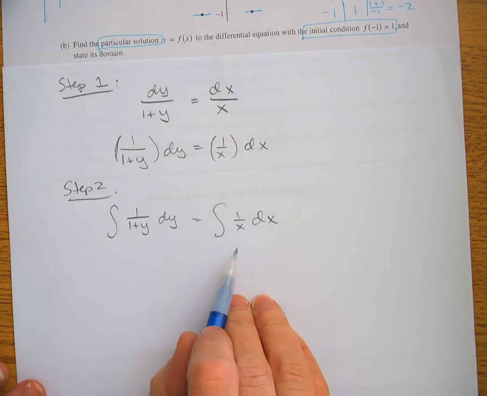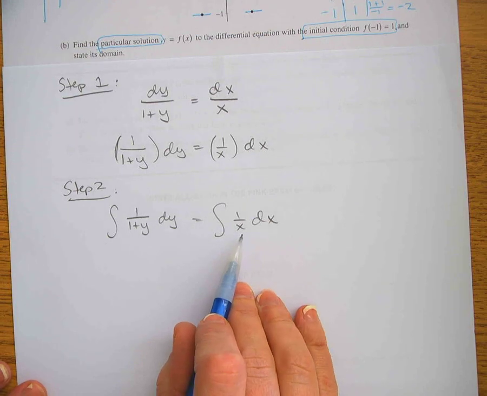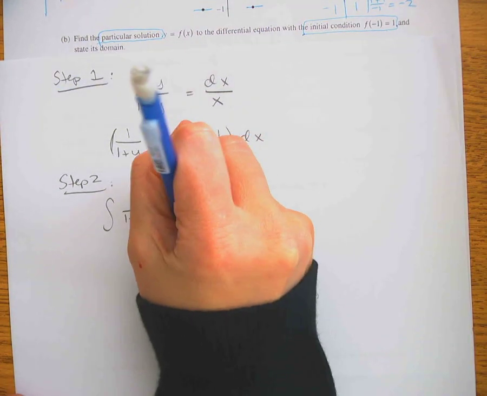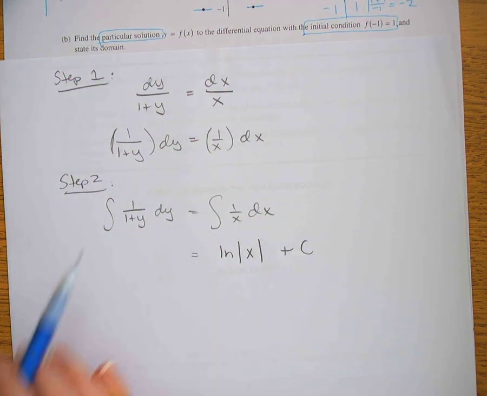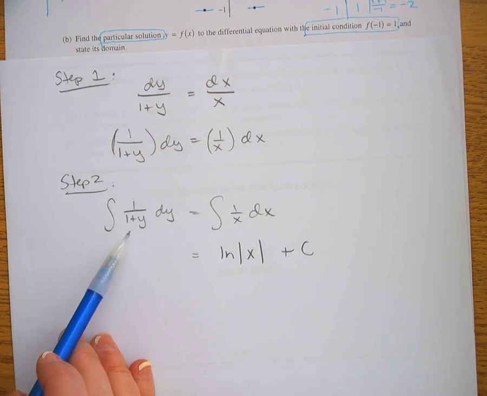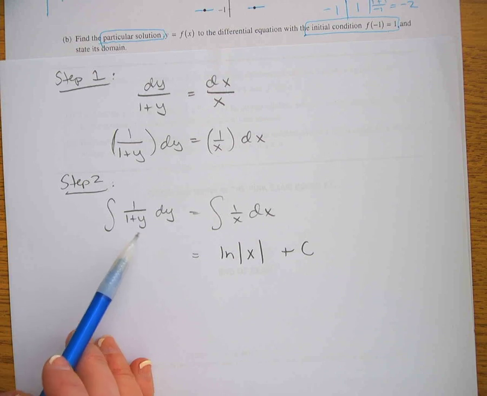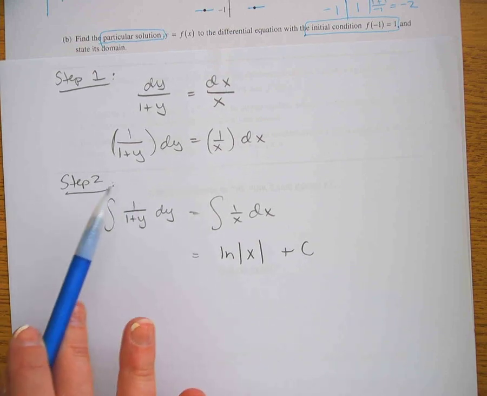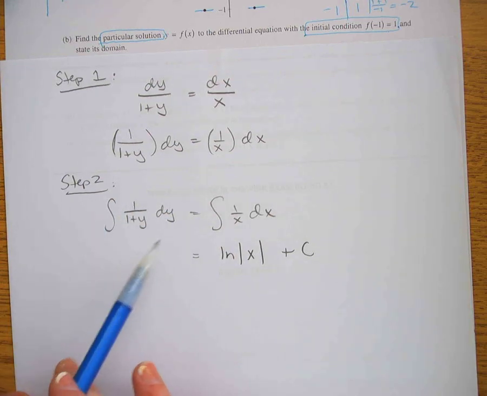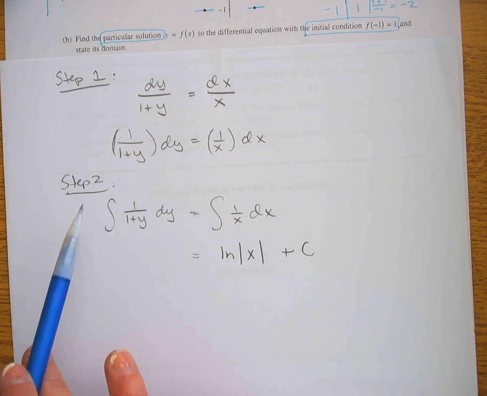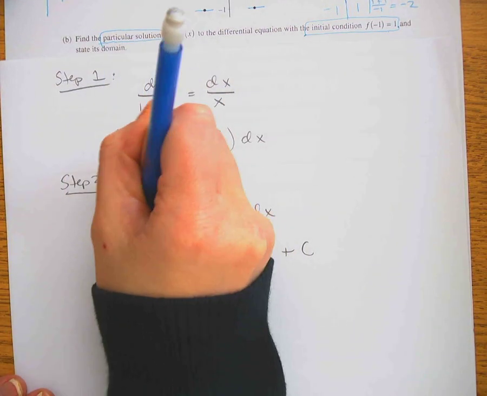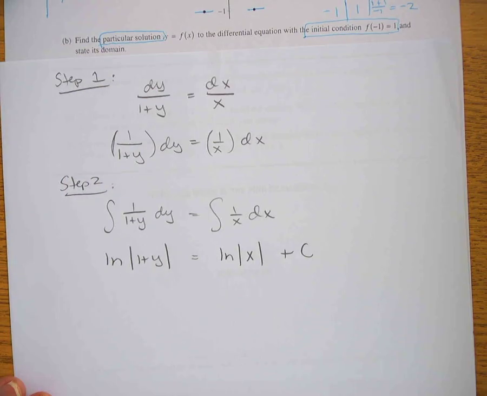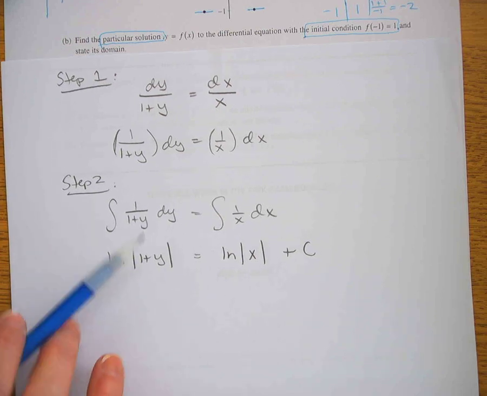Now, this side here, you all can do with the information you've been given so far. This side is ln of absolute value of x plus a constant. This side here, we're going to learn how to do that in the next section. So for right now, don't worry about how to do this, because you're going to learn how to do this in the next section. Basically, it would end up being ln of 1 plus y. So for right now, just go with that. In the next section, we'll see why this turns into that.